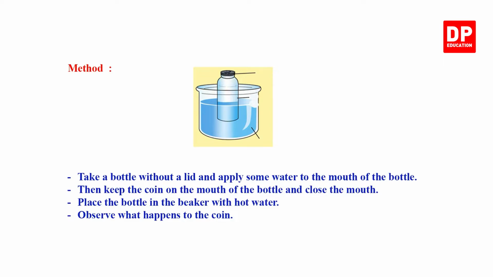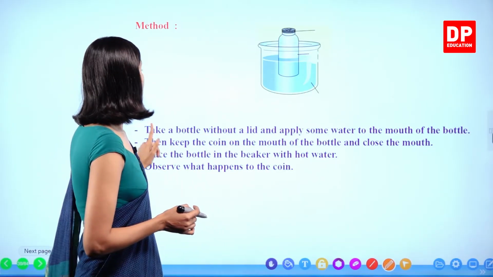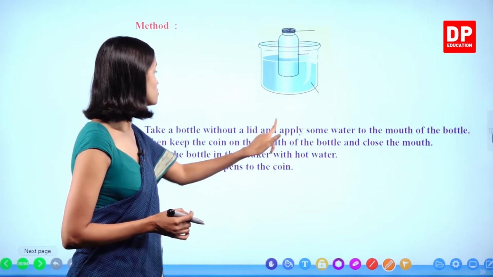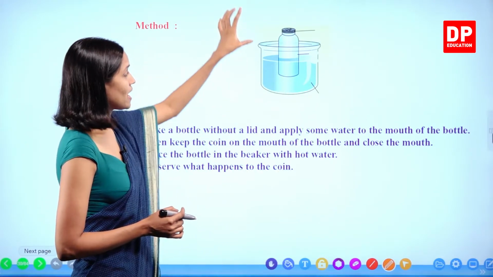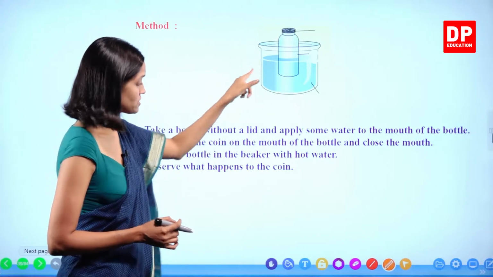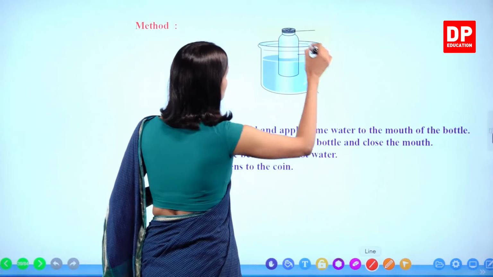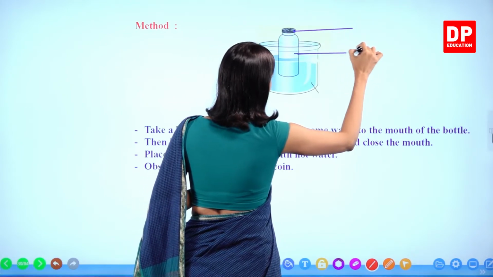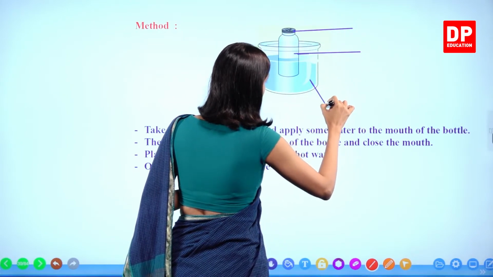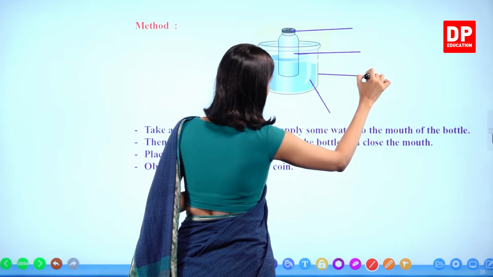Right, method. We have the diagram. Take a bottle without a lid and apply some water to the mouth of the bottle, right? And then keep the coin on the mouth of the bottle and close the mouth. What we have to do is we have to take the empty glass bottle. First of all, we label this. Right. This is the coin. This is the empty glass bottle. This is hot water and this is the beaker.